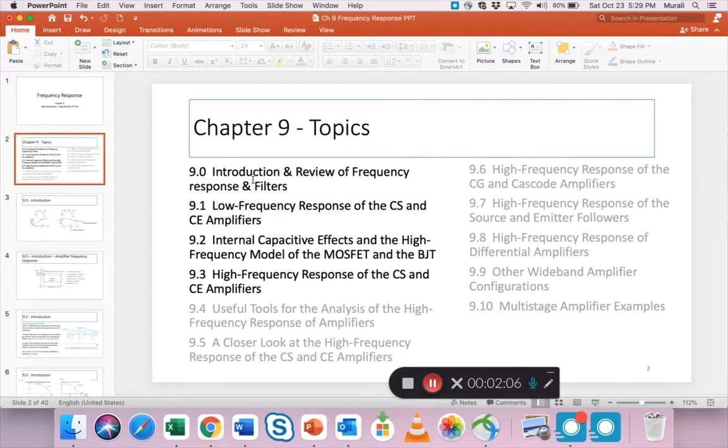So there's an introduction, and then low frequency response of the basic common source and common emitter amplifiers. And then we have the high frequency response of the common source and common emitter amplifier. In between, there is one topic which is important. It talks about the internal capacitive effects at the high frequency of the MOSFET and the BJT. So bottom line is there are 4 topics we'll cover, and the remaining hopefully you'll see at some other point in your studies.